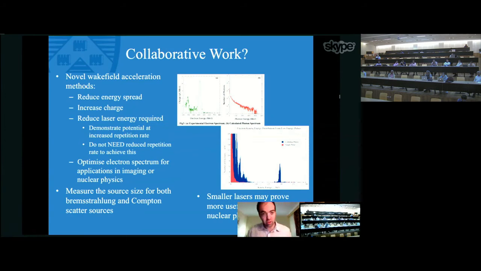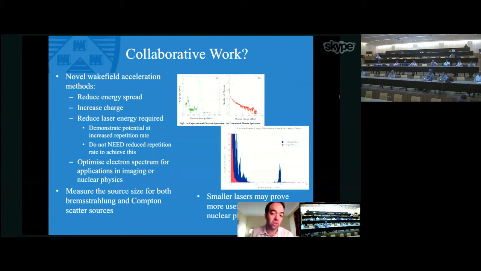If we could do this at reduced laser intensity, we could demonstrate the possibility of kilohertz photon sources, which would be nice. The point with that is I wouldn't want to try it with 30 millijoules. I'd like to try it with a few hundred millijoules and slowly reduce the energy. And if we could do that, then in principle we could prove that a kilohertz system would be able to produce wakefield accelerated electron beams at kilohertz.